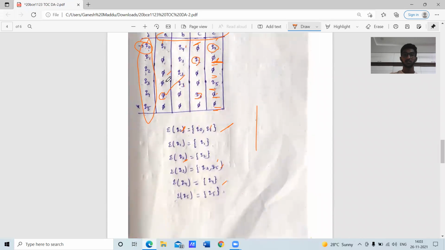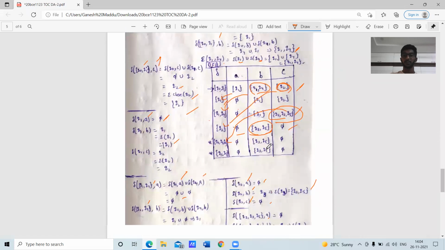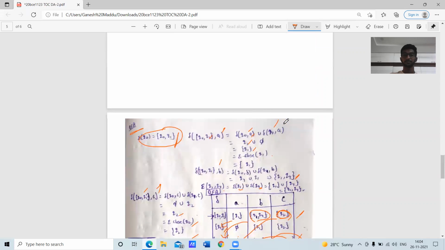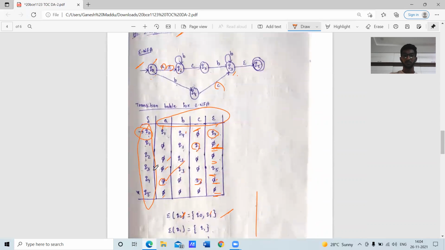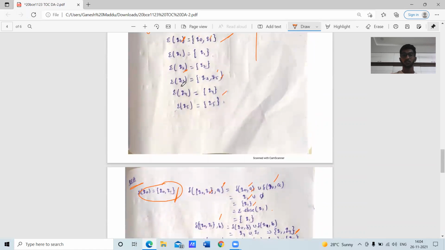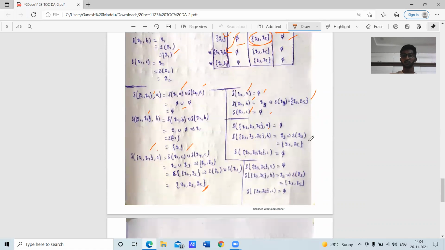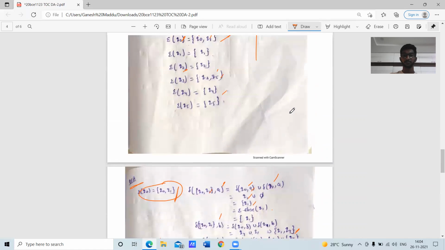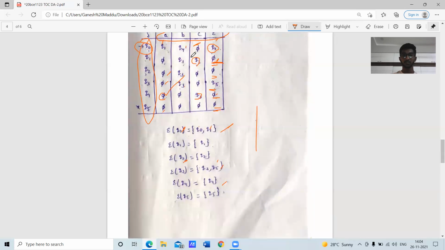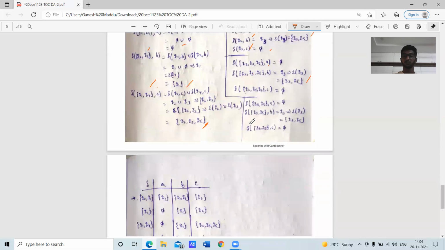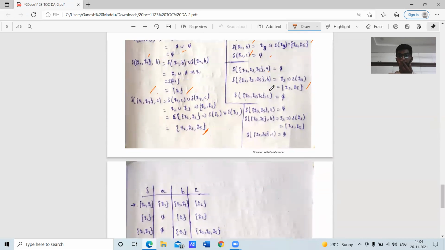For Q2, Q3, Q5 on input symbol A, check Q2: there is none; for Q3 none; for Q5 none. So this is ϕ. For input symbol B, Q2 gives ϕ, Q3 gives Q3, and Q5 gives ϕ. The epsilon closure of Q3 is Q3, Q5. So we got Q3, Q5. Check input symbol C: we are getting ϕ, ϕ, ϕ. So there is no state, just ϕ.